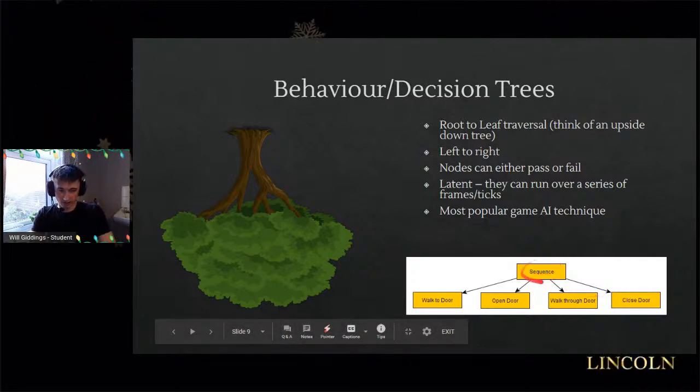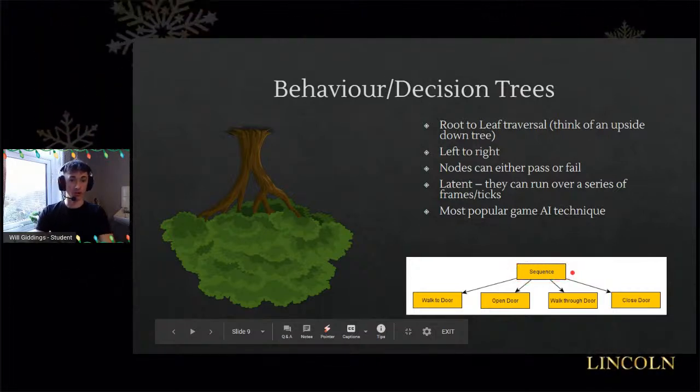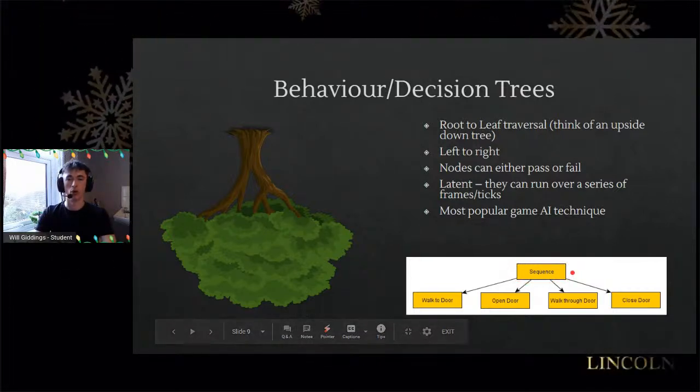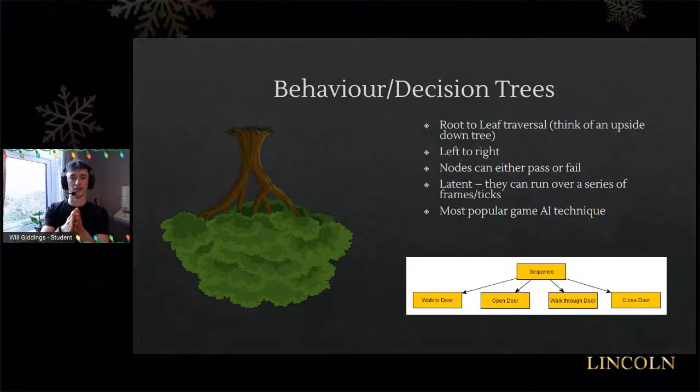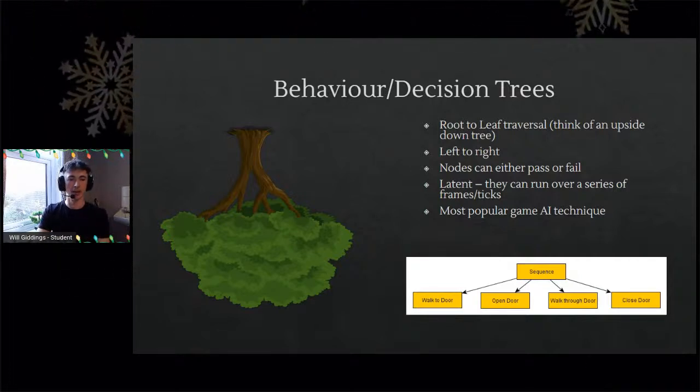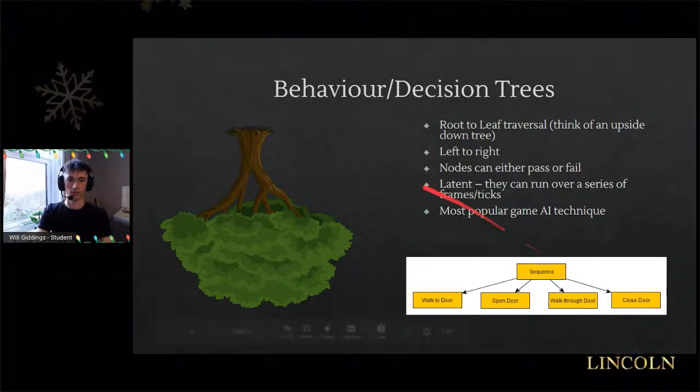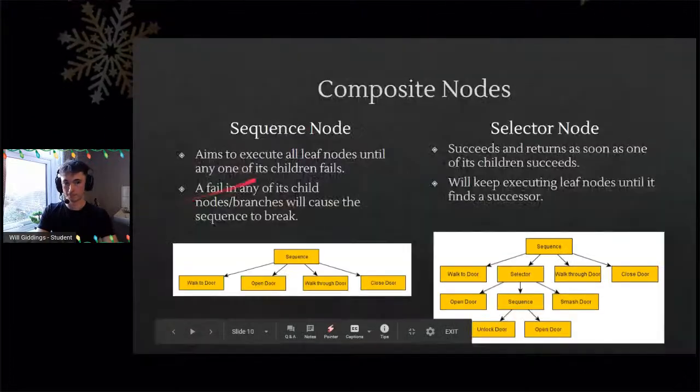But I want to draw your attention to this here, this sequence. This sort of thing here is what we'd call a composite node. And composite nodes are what basically dictate the flow of the behavior tree. And there are two main types of those. So we'll go on to that now.